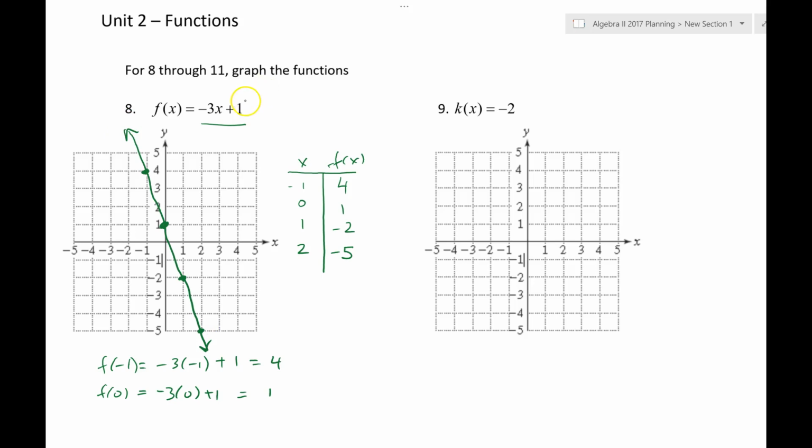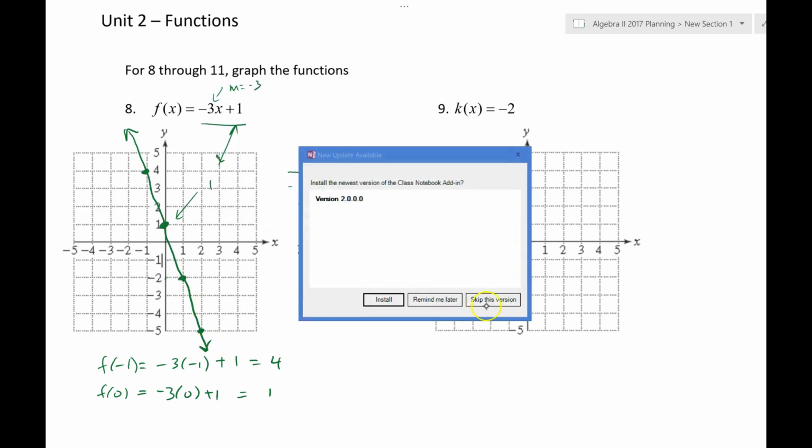Note how you could have also gone for the y-intercept. This is in slope-intercept form. We can see that that is 1. It's not a coincidence that that's 1 because of the slope-intercept form. And then we see that slope here is 3, or sorry, -3. So from the y-intercept, if rise over run, we could rise -3 over 1. Rise -3 over 1.